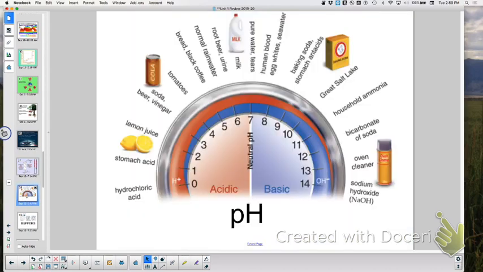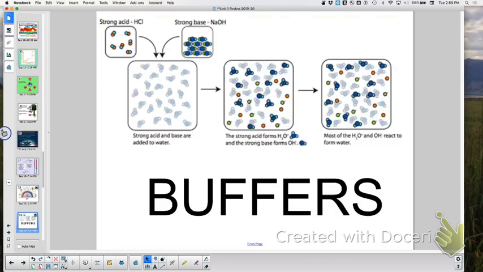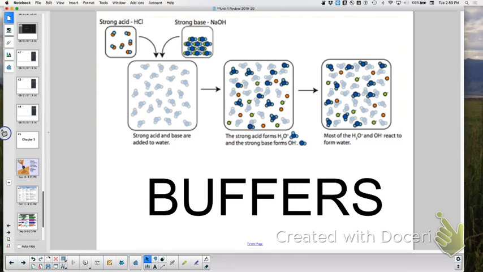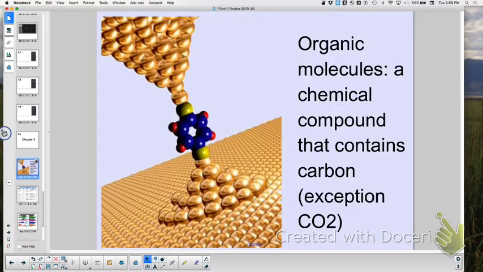And then we talked about pH. pH is a measure of what? Hydrogen ions. If you have a low pH, you actually have a high concentration of hydrogen ions, and it's called an acid. The opposite would be a base. Excellent. Buffers help keep things neutral. We've actually already reviewed this.